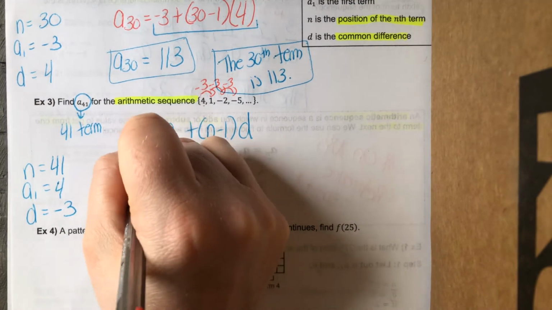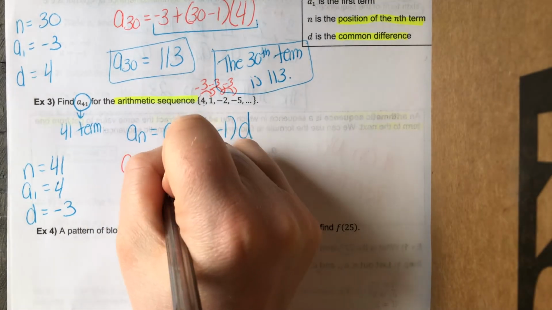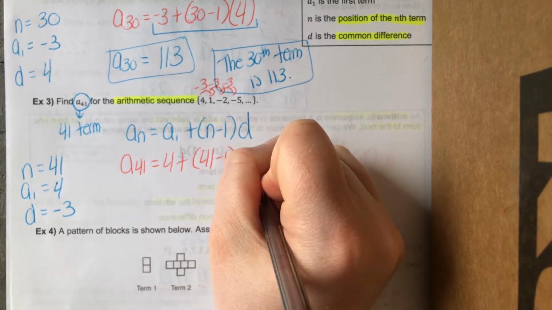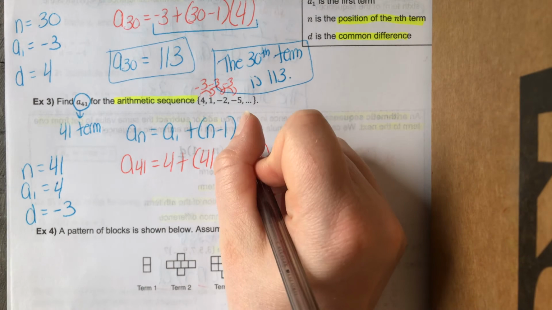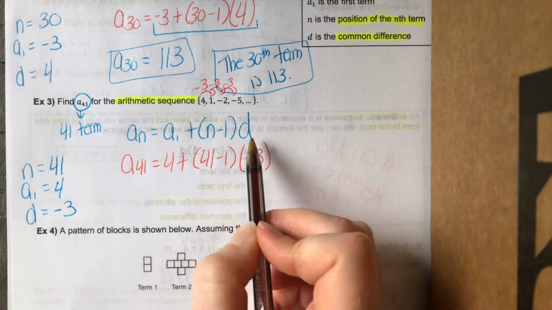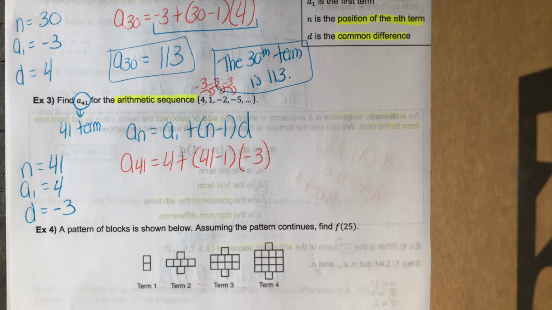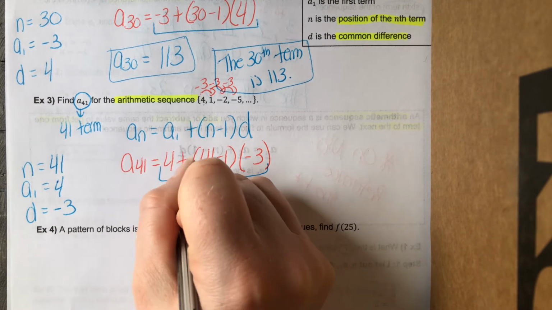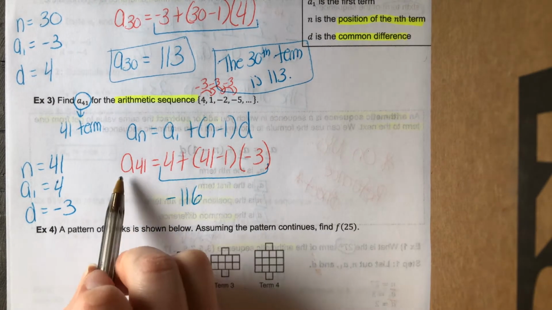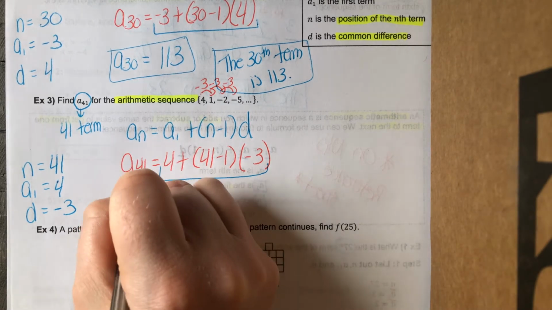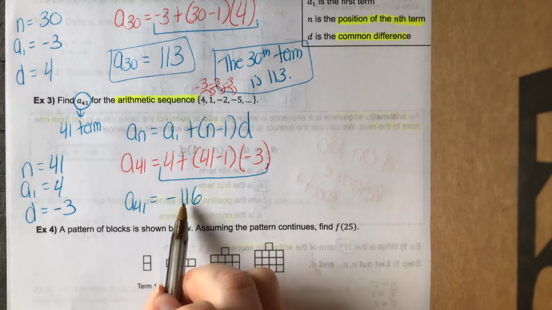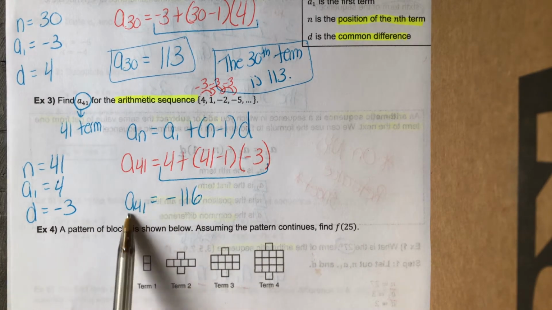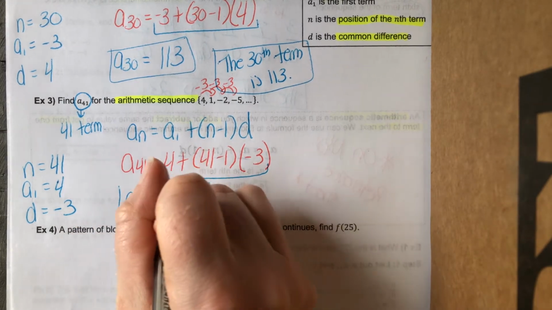So I know n is 41. I know the first term is 4. And the common difference is -3. And then again, don't forget it has to be in parentheses when you're replacing a variable with a number. So I'm going to go ahead and type this into my Calculator X app. And I should be getting the number -116. So I know that a sub 41 is really going to be -116. And that's what the question asked. Find what this will be. A sub 41 is -116, and I'm done.